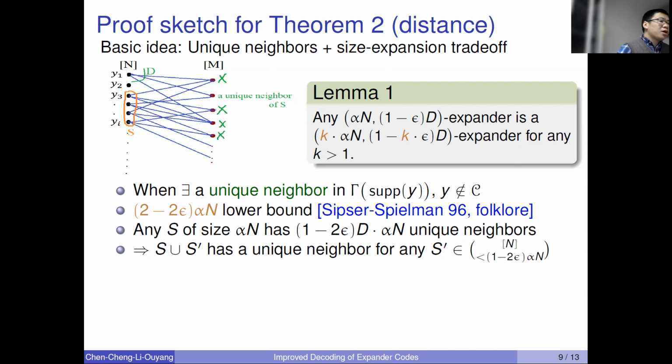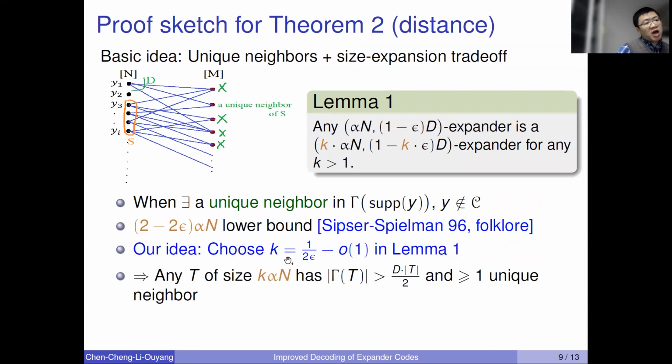S union with S prime is not the support of any codeword, so we get a lower bound. So our idea will be to choose K to be 1 minus 2 epsilon minus little 1 in lemma 1, such that lemma 1 will guarantee that any T of size K alpha n has expansion more than half of d, because K is 1 minus 2 epsilon minus little 1. Okay, so this will imply that there is at least one unique neighbor of T. So that will imply that any y in C will have support size of at least K alpha n.